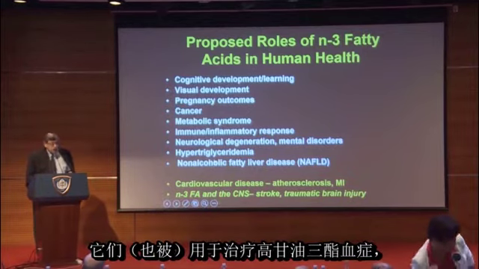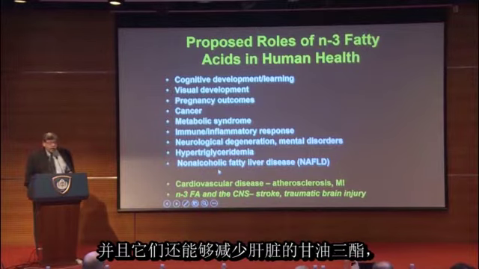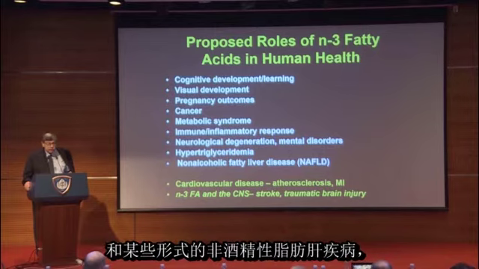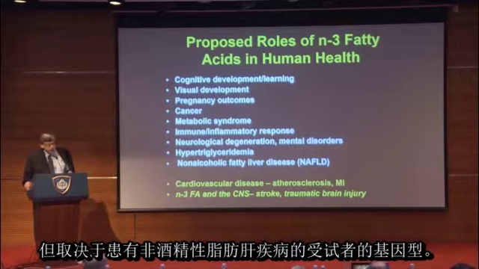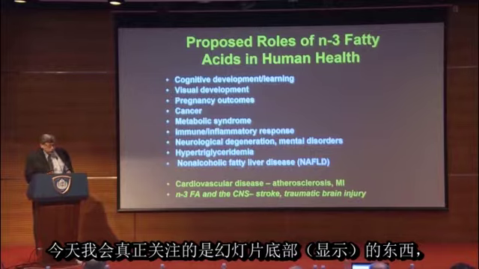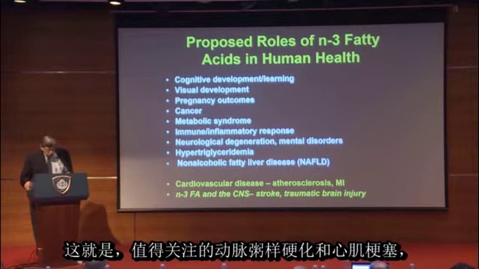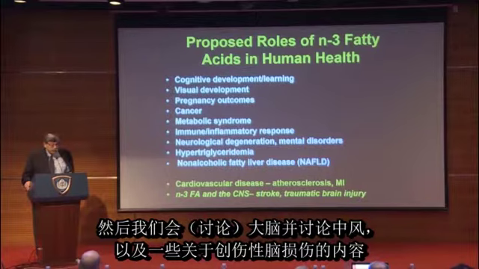They're used to treat hypertriglyceridemia, and they also decrease liver triglyceride in some forms of non-alcoholic fatty liver disease, depending on the genotype of the subject that has non-alcoholic fatty liver disease. Today I'm going to really focus on things at the bottom of the slide, which is some focus on atherosclerosis and myocardial infarction, and then we're going to get into the brain and talk about stroke and a bit about traumatic brain injury.